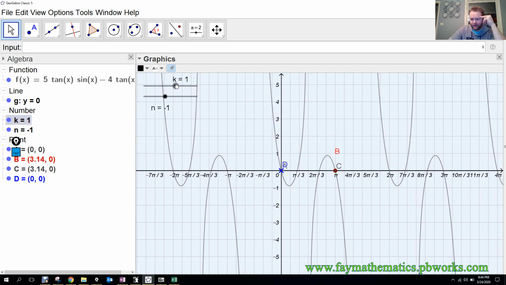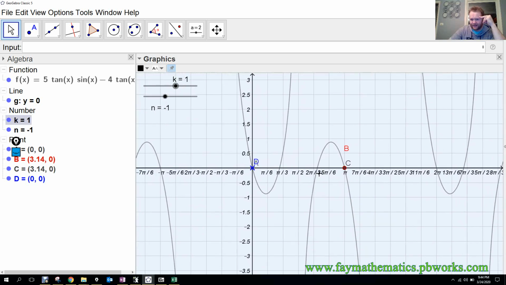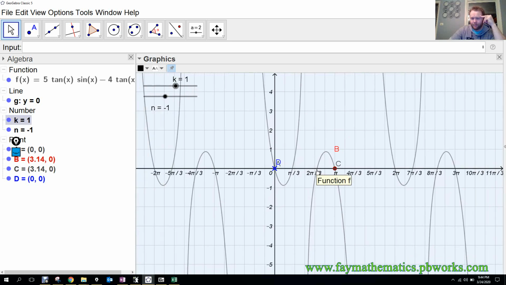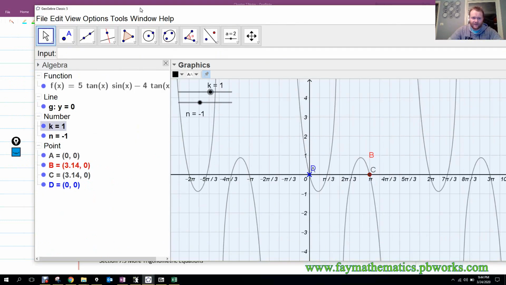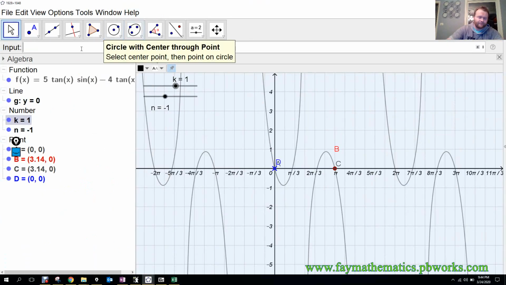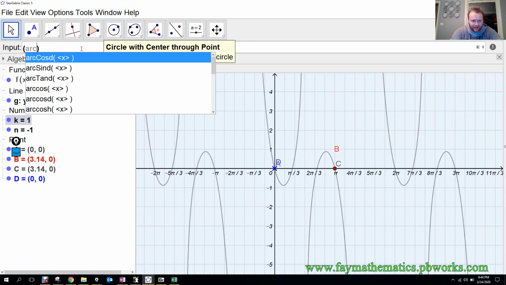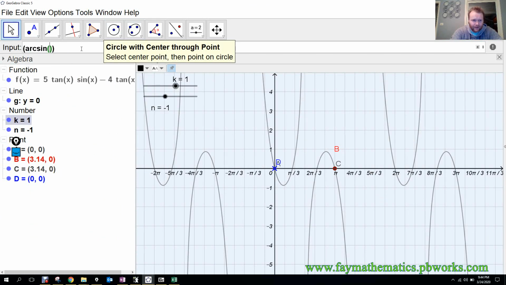Now what I don't have here, and we see that we're skipping over that one right there, it's not 2 pi over 3, but let's see if I can create this. So the x value would be the arc sine of 4/5, comma 0 would be the y value. So it gives me that point E.